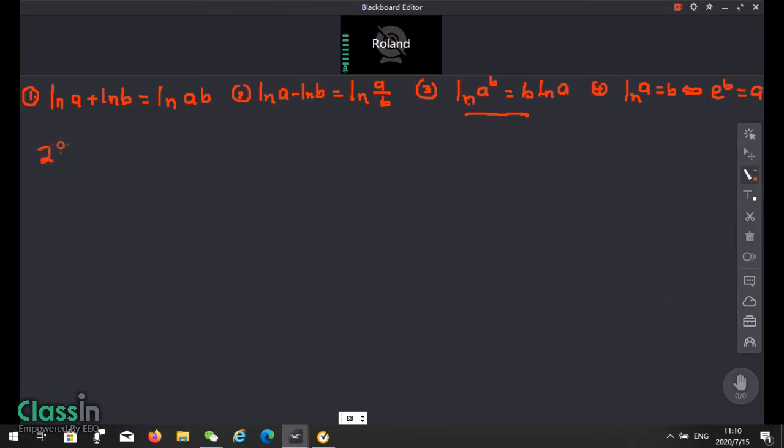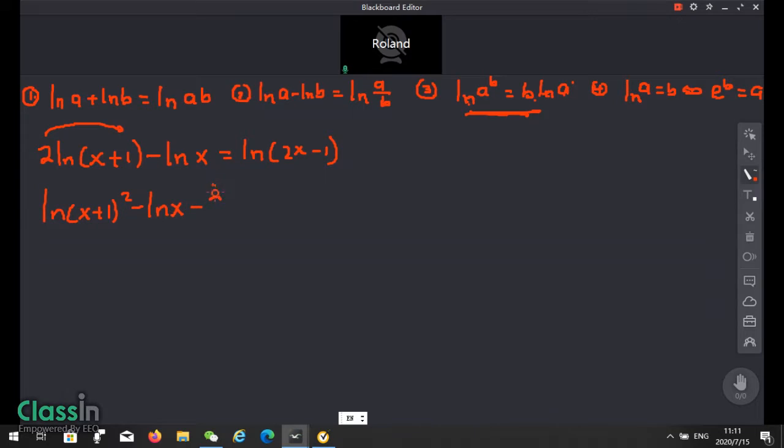If you have 2 natural log of x plus 1 minus natural log of x equals natural log of 2x minus 1, we want to solve for x. We can apply rule 3, that B natural log of A is the same as natural log of A to the power B, the coefficient becomes a power. So in this case, the coefficient 2 can become a power. So this will become natural log of x plus 1 all squared minus natural log of x equals the natural log of 2x minus 1.